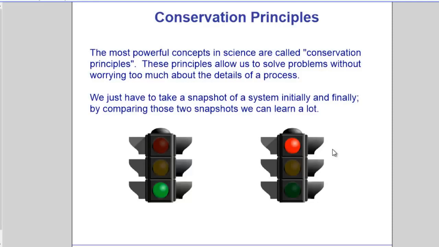So when we're looking at different physical systems, let's say a roller coaster going down a hill or a car skidding to a stop, we're only interested in the initial condition, and the final condition. We're never interested in what's happening in between. So when we do snapshots of physical systems, we're only interested in, we'll say, before and after, initial and final.